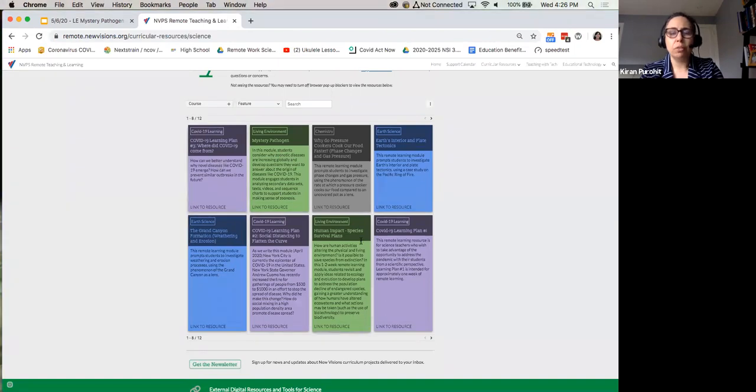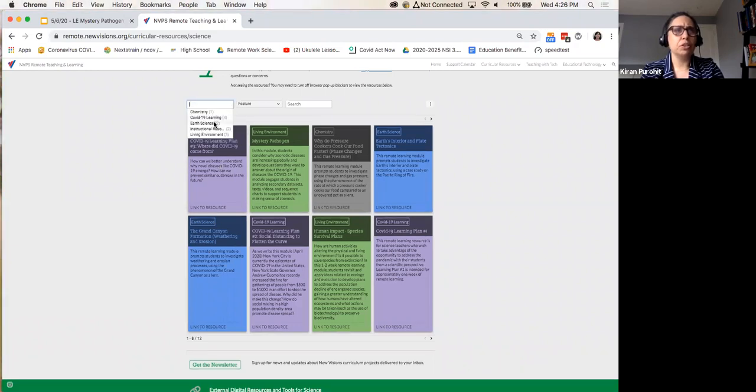The purple ones are resources that are explicitly tied to COVID-19. So they're really about data that's from this exact situation that we're all facing right now. The gray ones are chemistry, the green ones are living environment, the blue ones are earth science. And as we add more resources, this sorting feature will be more useful. Right now, it's not really necessary because there's not tons of stuff.